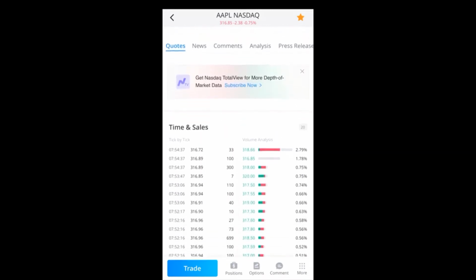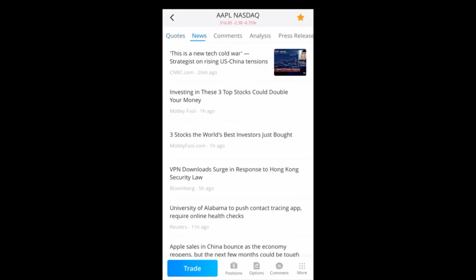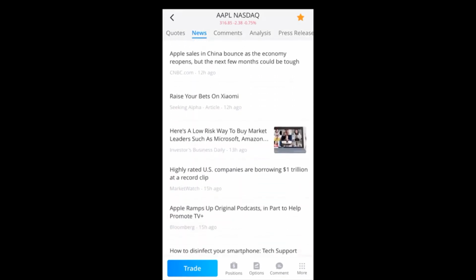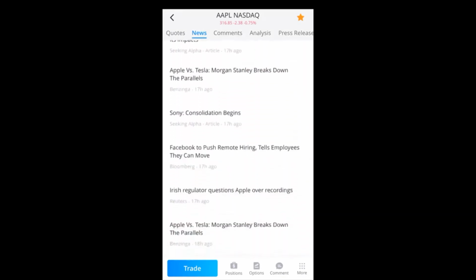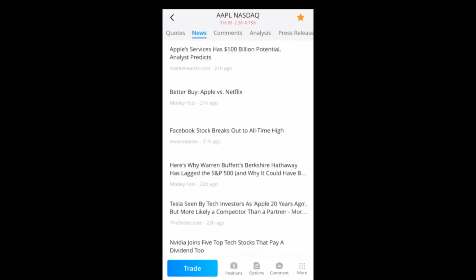Now going back up to where it says quotes again, on this line there's additional information, so you can click on news. If you wanted to see the latest news on Apple stock or whatever individual stock that you're researching, you can see that here, and you can just scroll through all of the news. There's a lot because it's Apple. Everyone's always talking about Apple.